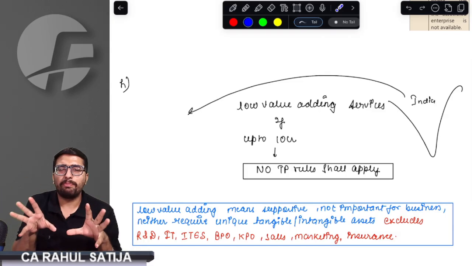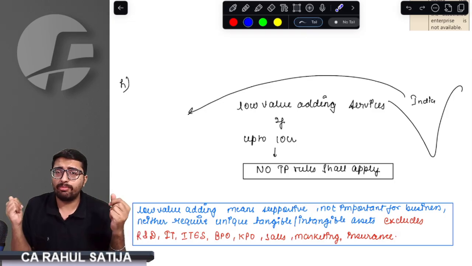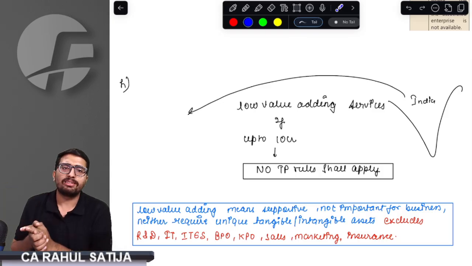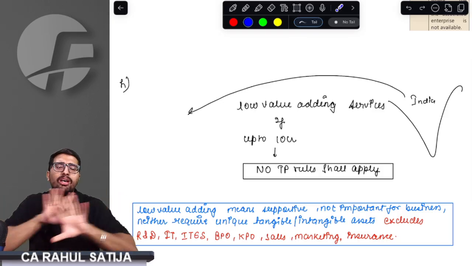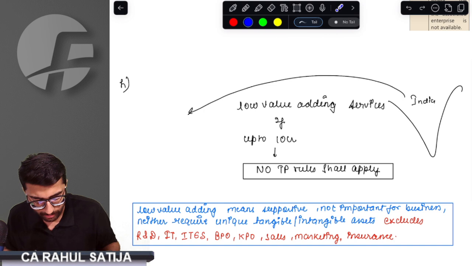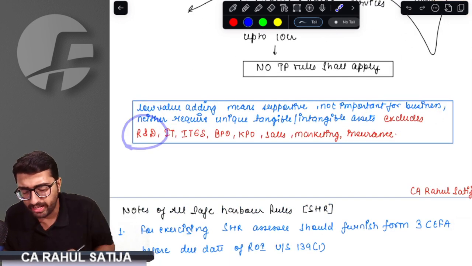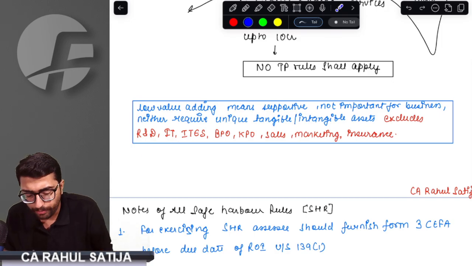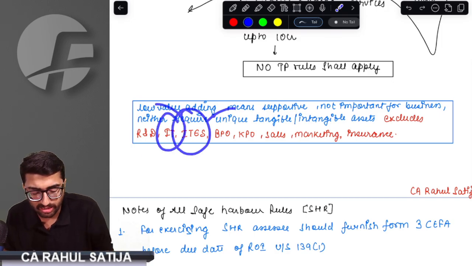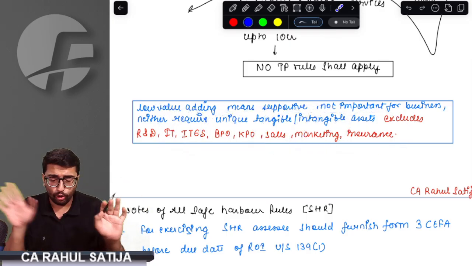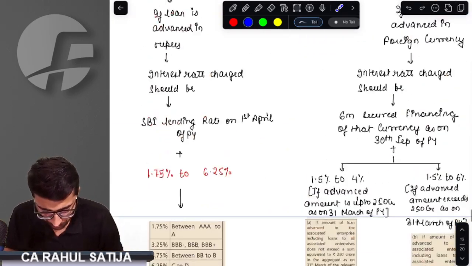See, if the activities are not relevant for the business, do not require any tangible or intangible assets to be used for providing such services, and the value is up to 10 crore, then no transfer pricing provision would be applied. Low value adding services does not mean research and development, and does not include any IT services, ITES, BPO, KPO, sales, marketing, insurance. These services are not low value adding services.